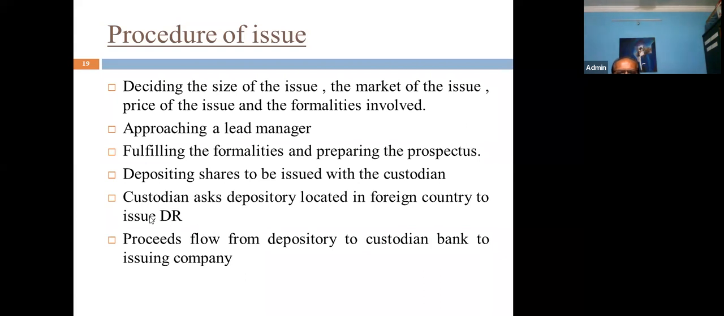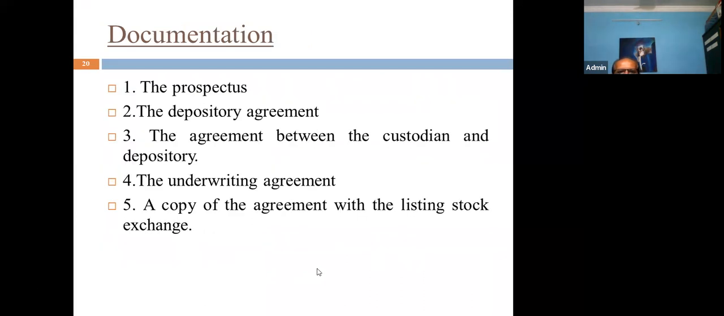Then the custodian asks the depository located in a foreign bank. Custodian and depository are two different participants. Proceeds flow from the depository to the custodian bank. I will show you the graph so that it will be easy for you to understand.